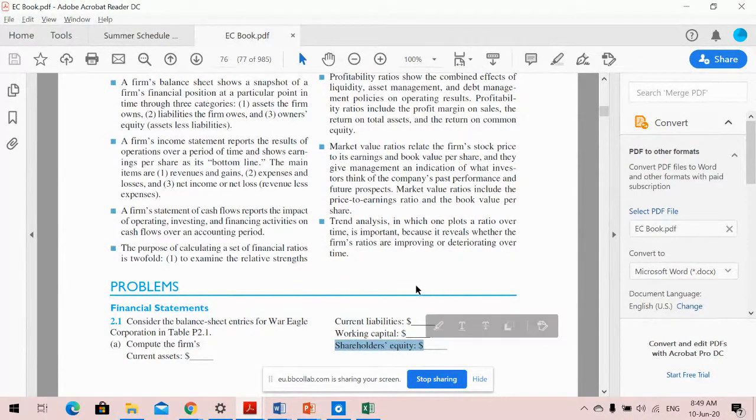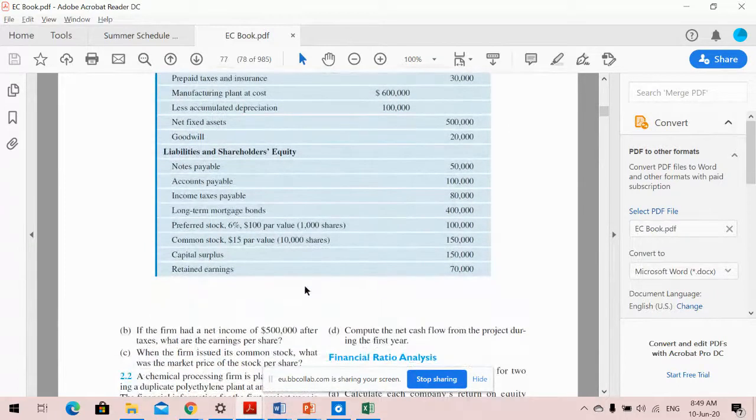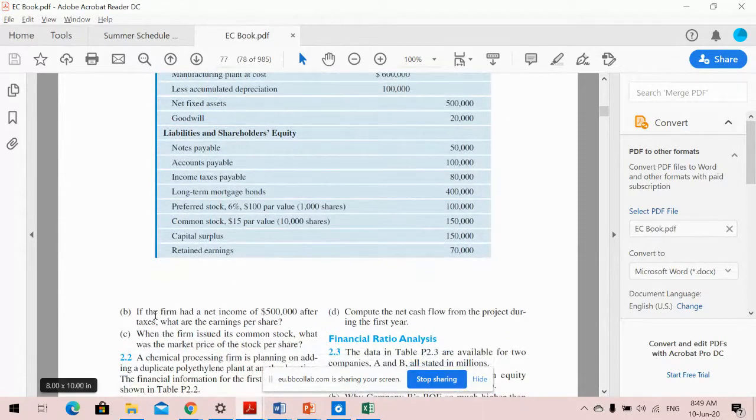So this is basically the answer. Part B in this question: if the firm had an income of 500,000 after taxes, what is the earning per share? Earning per share, or profit per share. Do you know how many common shares you have? You take your total income and divide by the total number of common shares, which is 10,000. So 500 divided by 10,000 is your earning per share, very simple.